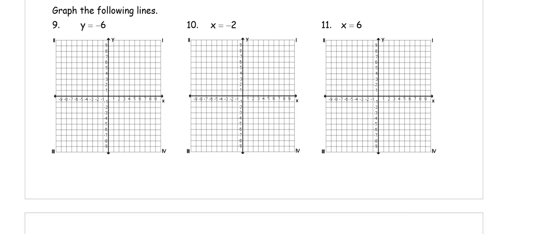So graph the following lines. So we have y equals -6. So when we're drawing that line, we want to go to the y-axis. At -6, we're going to put a dot, and then remember that it's y equals, so it's a horizontal line because it passes through the y-axis. Number 10, we have x equals -2. So I'm going to go to -2 on the x-axis, and this is going to be a vertical line because it's passing through the x-axis. Same thing for 11. We're going to have another vertical line, so we're going to go to 6 on the x-axis and draw a vertical line through that.